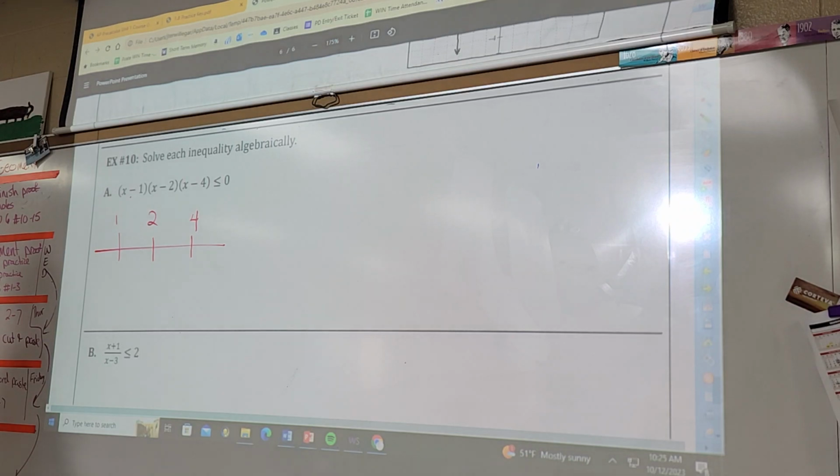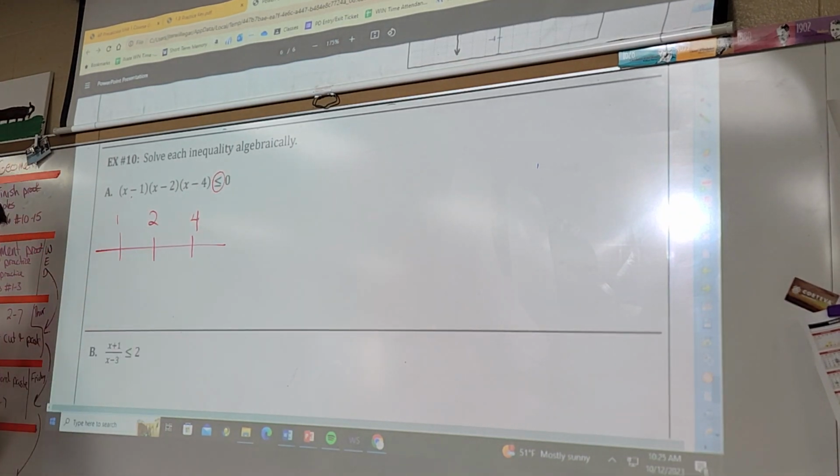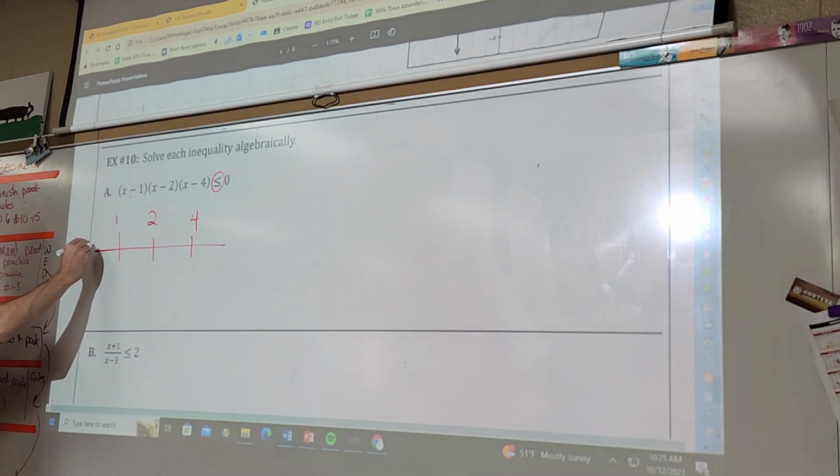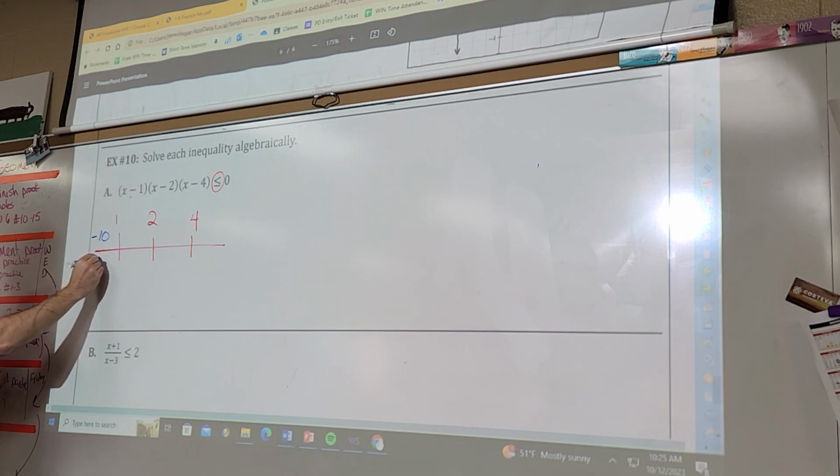So what do we do to find out where it's less than or equal to 0? What am I looking for? Negatives, right? So I'm going to plug in like -10. When I plug in -10, I get a negative, negative, and negative, correct? What's a negative times negative times a negative? Negative, right?